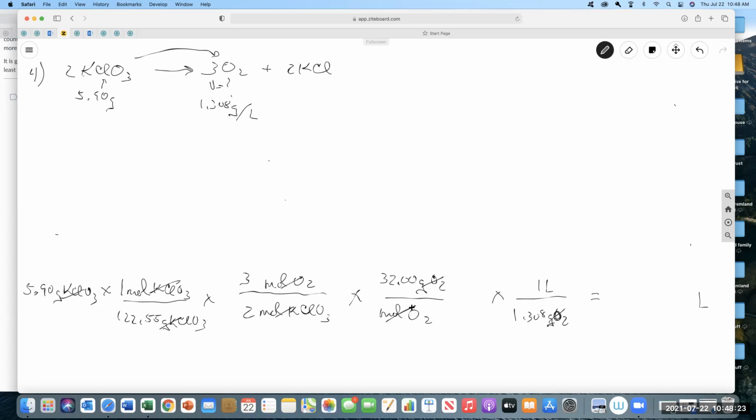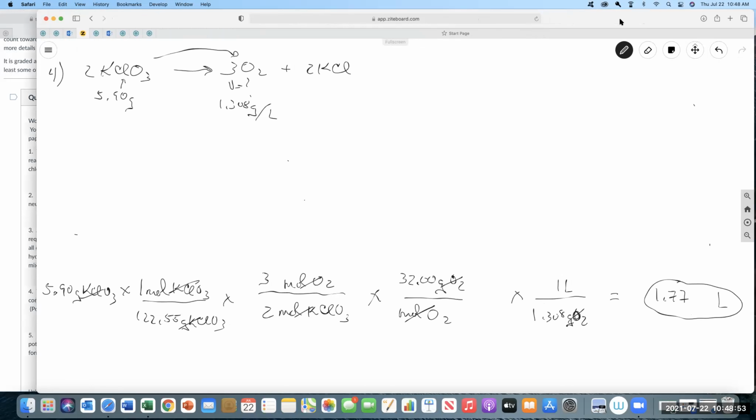So 5.9 divided by 122.55, times 3 divided by 2, times 32, divided by 1.308, is 1.77 liters. All righty.